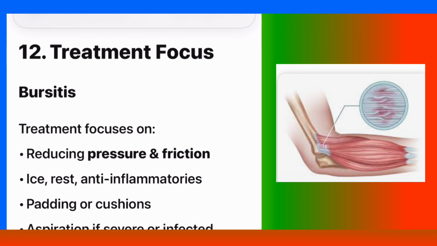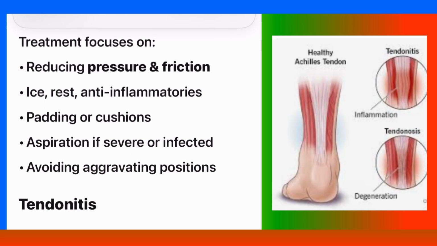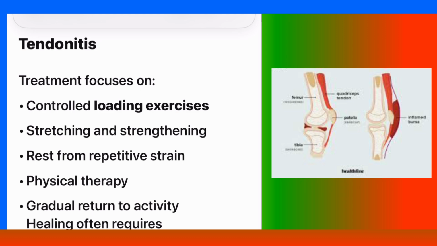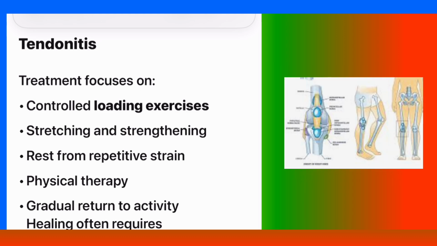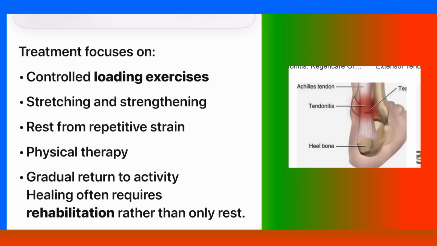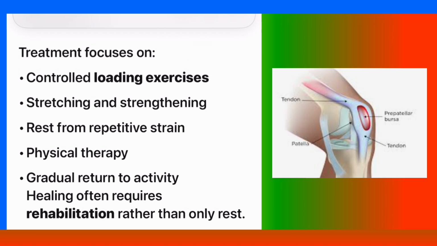Number 12, treatment focus. Bursitis treatment focuses on reducing pressure and friction, ice, rest, anti-inflammatories, padding or cushions, aspiration if severe or infected, avoiding aggravating positions. Tendonitis. Treatment focuses on controlled loading exercises, stretching and strengthening, rest from repetitive strain, physical therapy, gradual return to activity. Healing often requires rehabilitation rather than only rest.